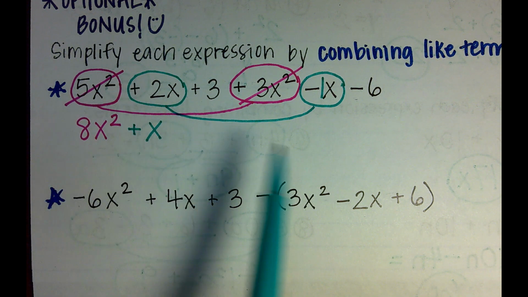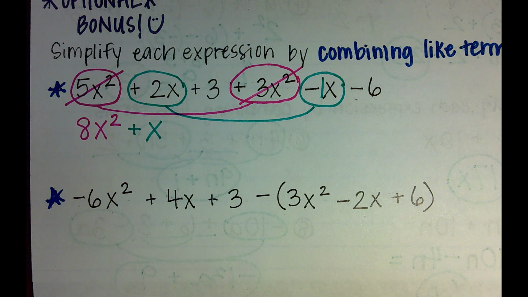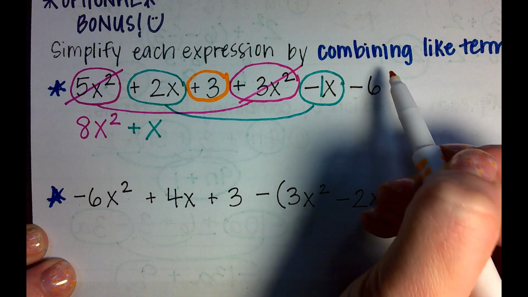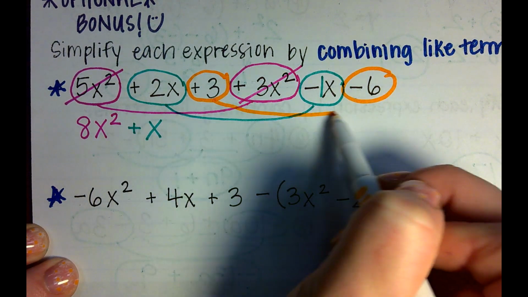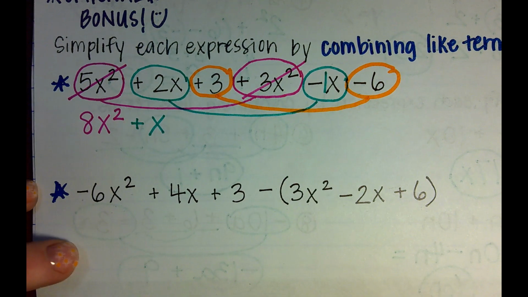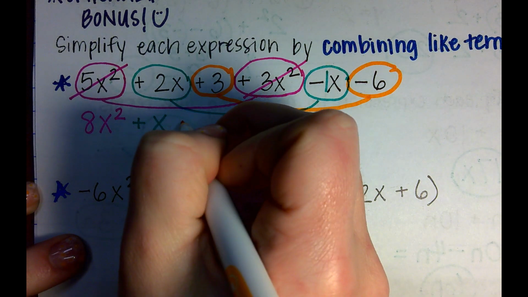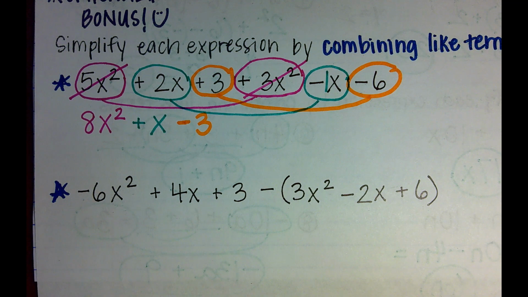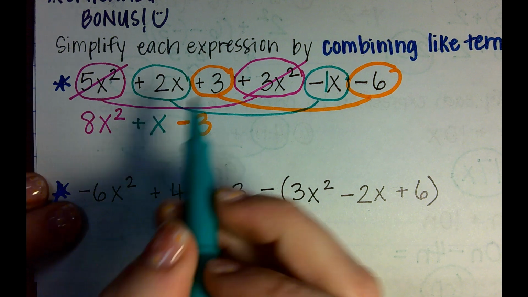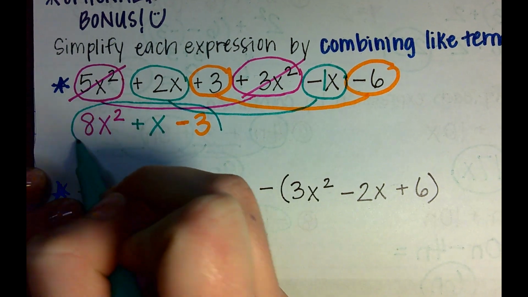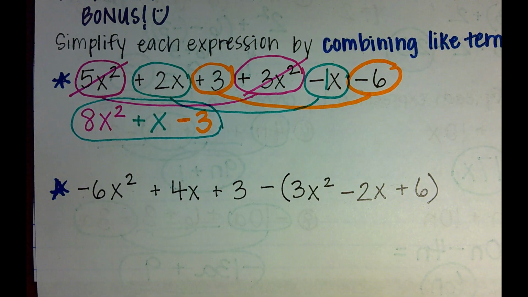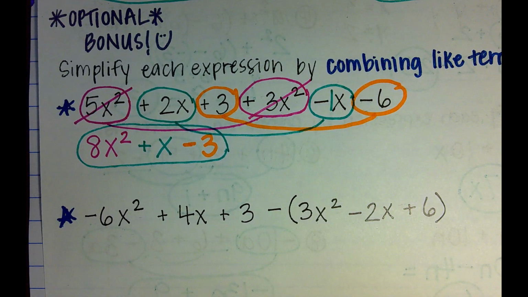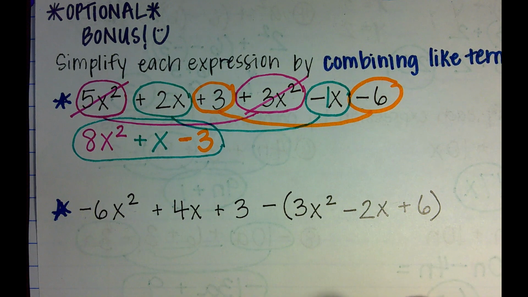So now I have combined my x's. And you got 3 minus 6. 3 minus 6 is negative 3, so minus 3. Perfect. And that would be your answer: 8x squared plus x minus 3. It looks scary, but when we break it down, it's not as bad as it looks.